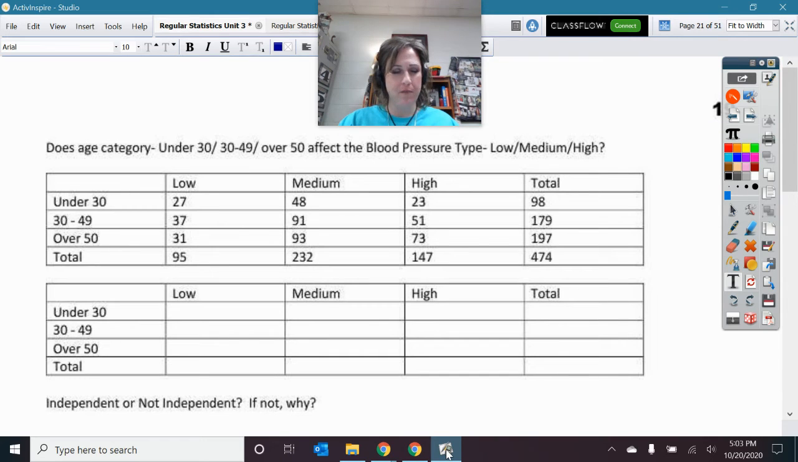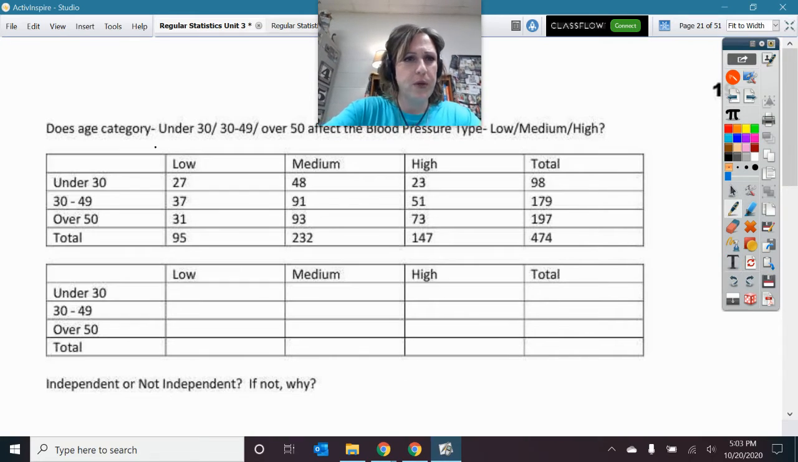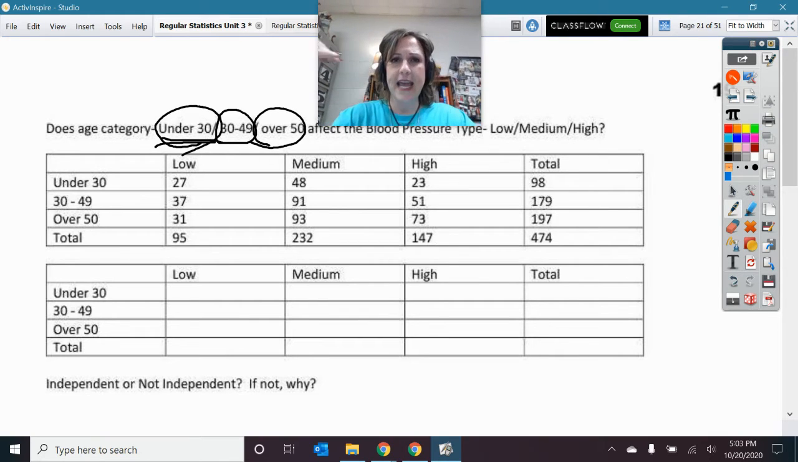All right, our second problem of our practicing two-way tables and independence. Here we go. So we look at this one and we see the question is posed is this. Does the age category, so we have different age categories. We have those people who are under 30, the section that's 30 to 49, and then the section that is over 50. Okay? So does that age category affect the type of blood pressure you have?